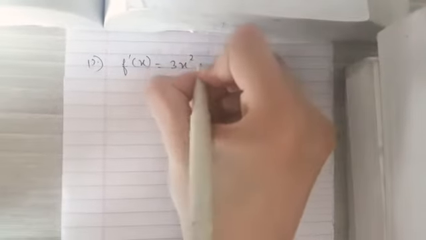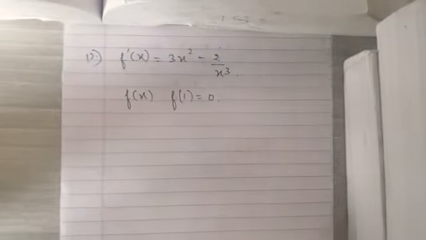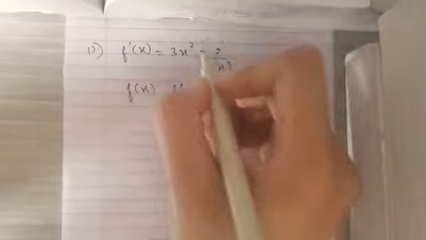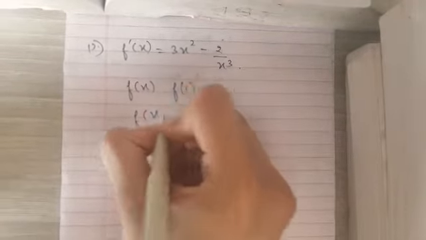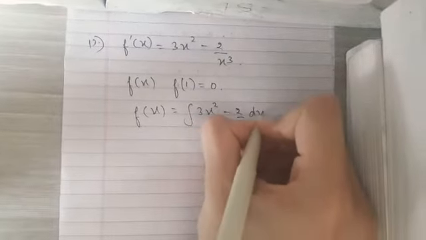Next, question number 13. If f dash x is equal to 3x square minus 2x cube, we have to find f x, if f of 1 is equal to 0. So basically this is the differentiation of the function. So to find f x, we have to integrate this entire function. So f x will be equal to the integral of 3x square minus 2x cube dx.